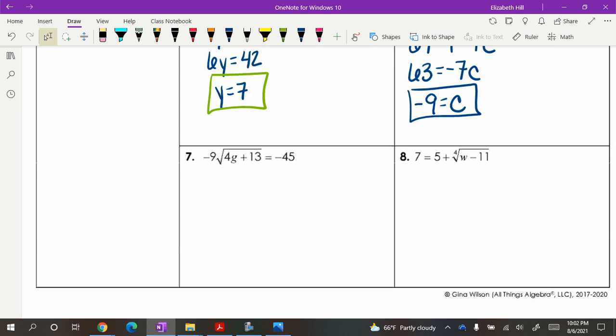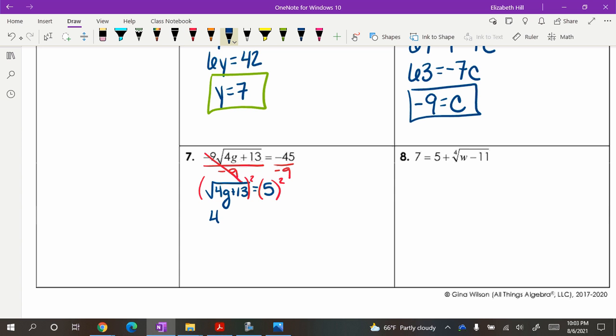So 7 and 8, these are situations where you do not have that radical isolated. So to make that happen, I'm going to divide both sides here by negative 9. That will get rid of it for us. So now you have the square root of 4g plus 13. Now your radical is isolated. 45 divided by 9, so that's going to give me 5. And here's when you can square. So if I didn't do that, I would have to square the negative 9. This is just a way to avoid doing that.